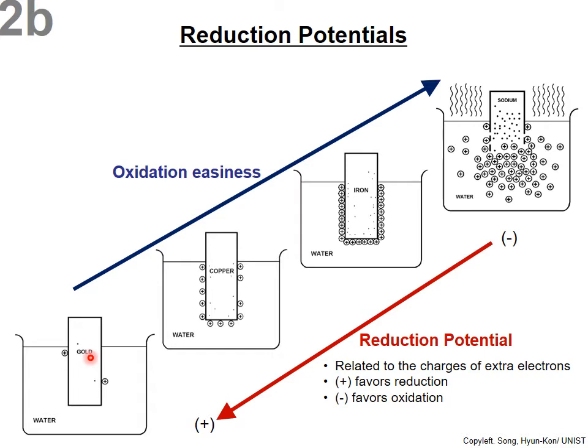So the plus values of reduction potential would favor reduction, and minus values indicate a lot of electrons are there. Anyway, minus values of reduction potential would favor oxidation.